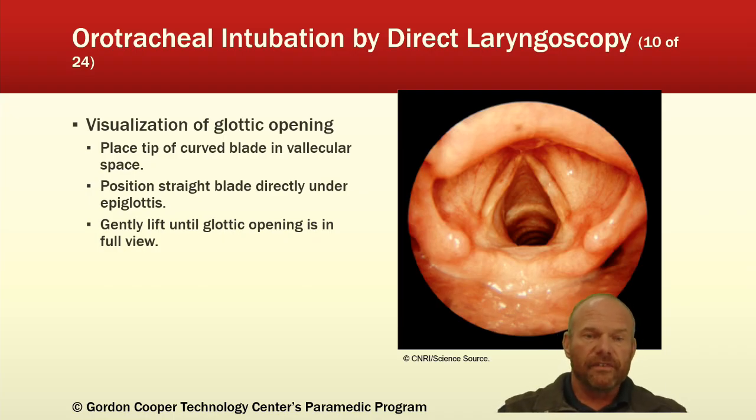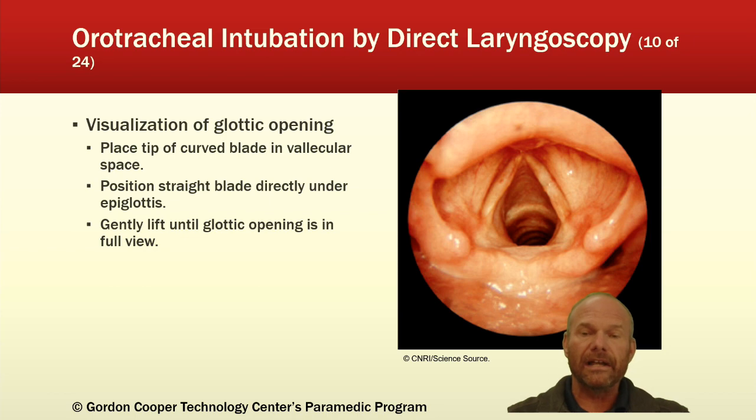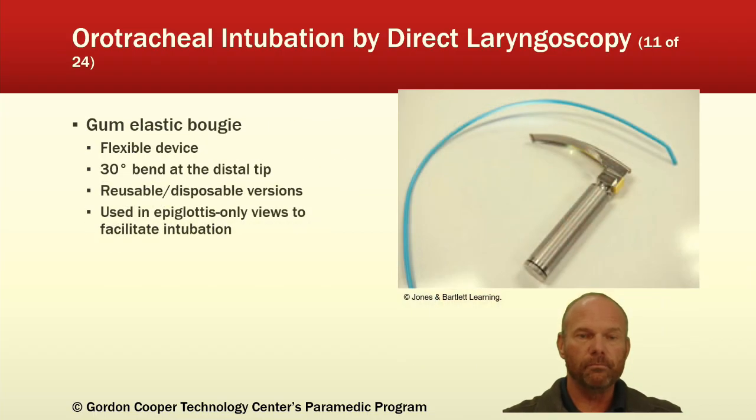Visualization of the glottic opening is what we're hoping for, when you see that picture right there. Once you identify the epiglottis, position the tip of your curved blade in the vallecular space. For a straight blade, place the tip directly under the epiglottis to lift it out of the way. You want to be gentle with these structures. It's really easy to cause tears, a laceration, or a scratch. Look for the vocal cords, because that's where we want to pass our tube through.